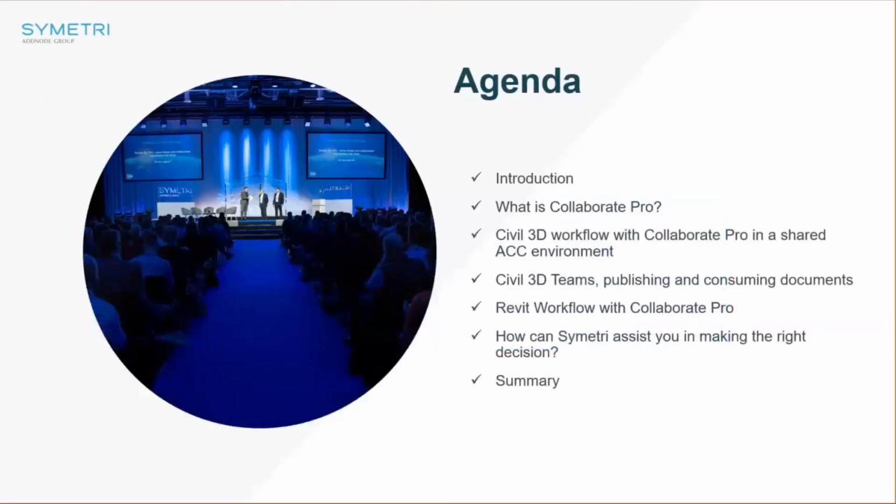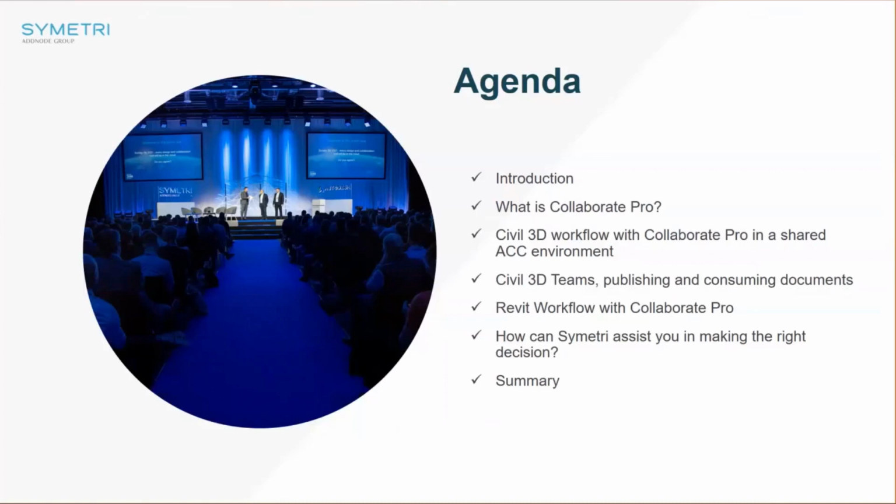Okay, so the agenda for today is, first of all, we'll go through introductions and then what is Collaborate Pro. So we're going to be looking at Collaborate Pro in a bit more detail in terms of workflows. So looking at Civil 3D and how Civil 3D talks to ACC and bringing in the Revit components as well. So we're not just looking at a single discipline here. We're looking at several disciplines and bringing them together within a single source document repository system and collaboration system that allows us to coordinate and review clashes within it as well.